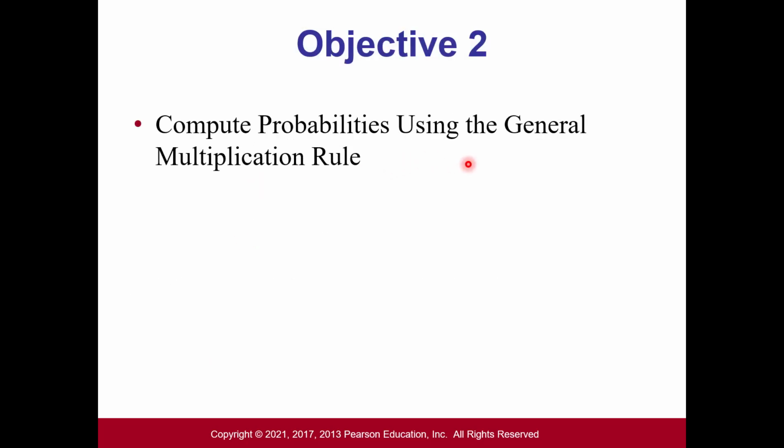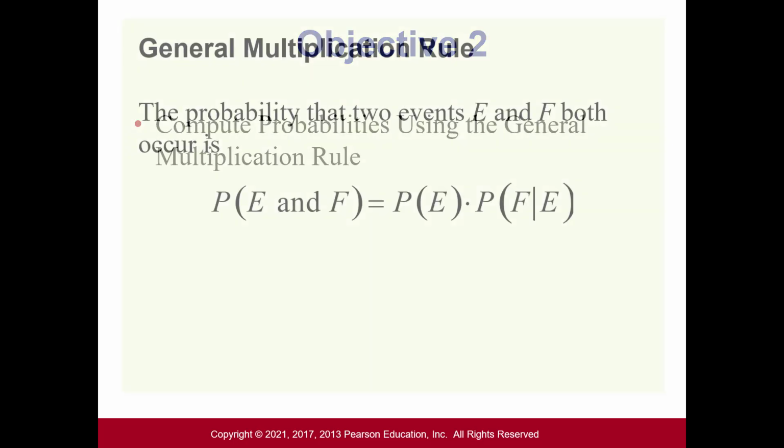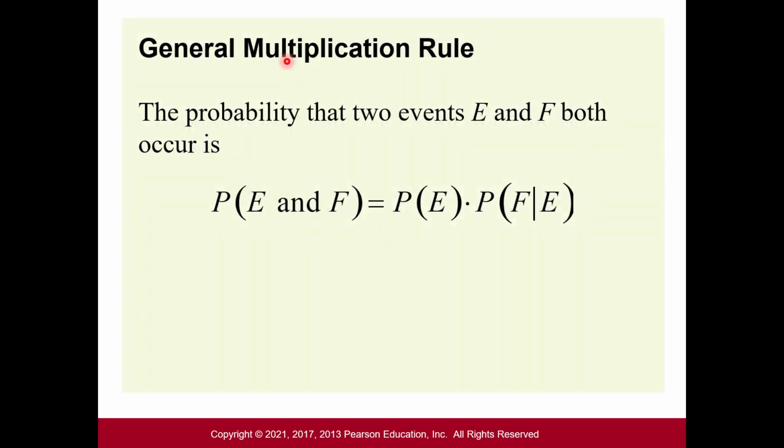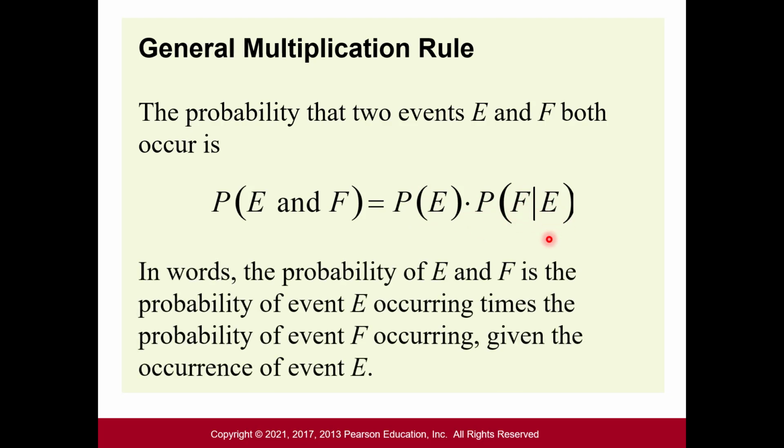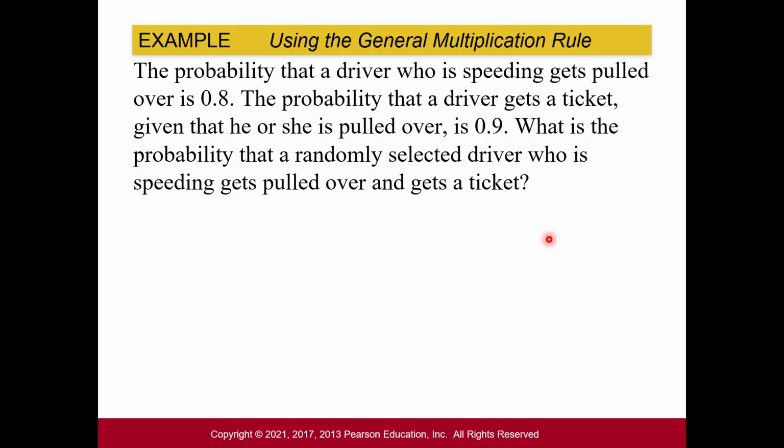Now let's compute probabilities using the general multiplication rule. The general multiplication rule says that the probability that two events E and F both occur can be found by saying that it equals the probability that event E occurred, multiplied by the probability that event F occurred given that event E occurred. Okay, so let's take a look.